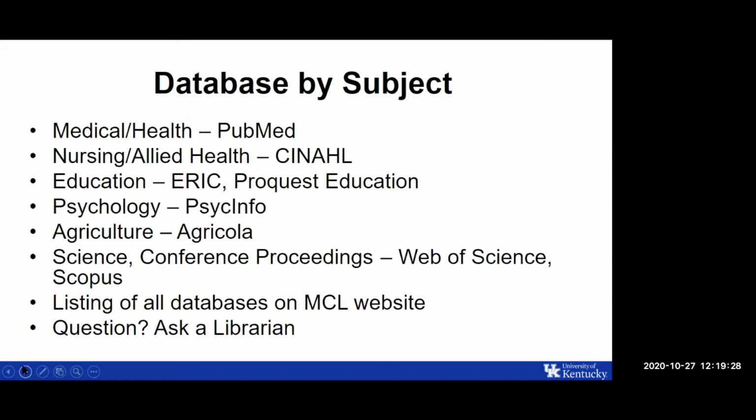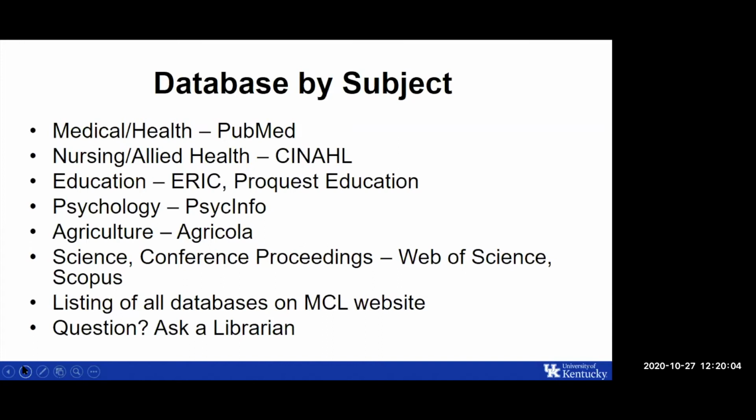But let's go to databases by subject. We all know that for medical and health information, you would search PubMed. When you're choosing your databases, you always want to search PubMed. If you're doing a Cochrane systematic review, the Cochrane guidelines say that you also search Embase. Embase is not a database that we subscribe to, but if you're doing a Cochrane systematic review, you would want to get either a trial of Embase, or work with a colleague at another university who does have access.